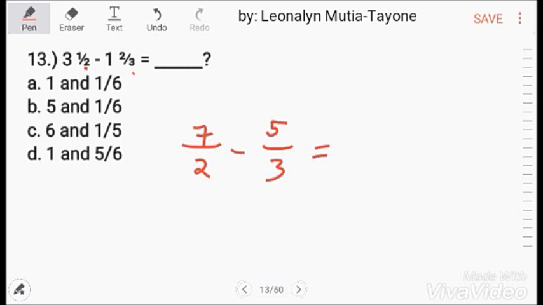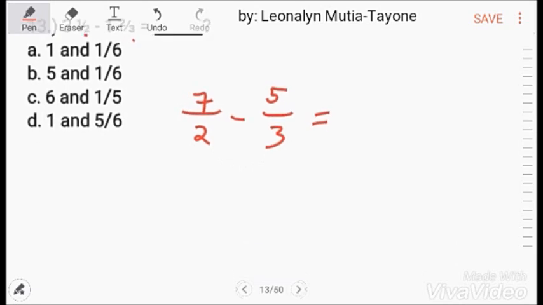Ngayon, pwede na tayong mag-deduct, pero kuhanan natin ng least common denominator. Dapat pareho ang denominator bago tayo makaproceed. Ang least common denominator niya ay 6. 6 divided by 2 is 3. 3 times 7 equals 21. 6 divided by 3 is 2. 2 times 5 equals 10. So, bali itong 7 over 2 is equivalent to 21 over 6. At itong 5 over 3 is equivalent to 10 over 6.